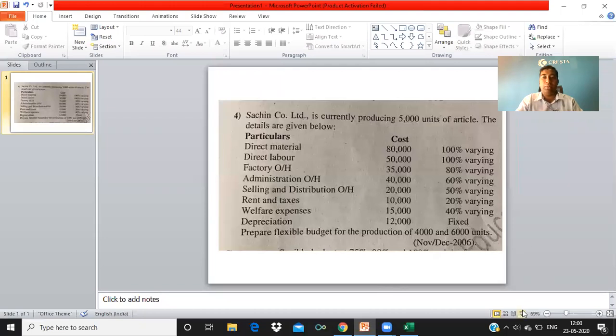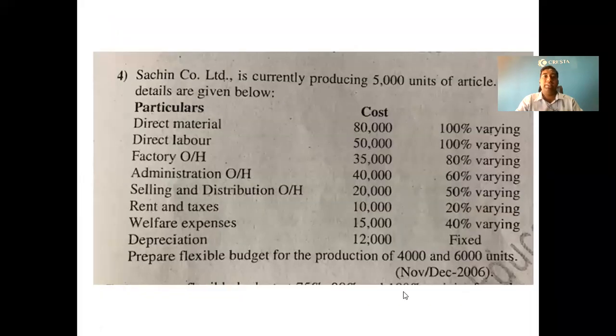So you can see the problem. Sachin Company Limited is currently producing 5,000 units of article and the details of that are given below. So direct material, total cost for producing 5,000 units is given. So it is 80,000, labor 50,000, factory overhead 35,000, administration overhead 40,000, selling and distribution overhead 20,000, rent and taxes 10,000, welfare expenses 15,000, depreciation 12,000. And you have been asked to prepare the flexible budget for the production of 4,000 and 6,000 units.